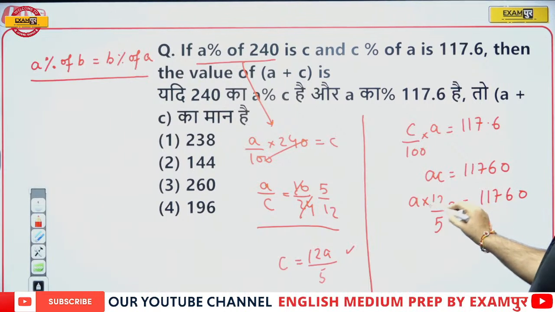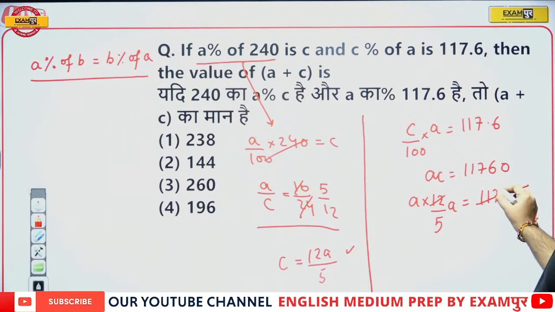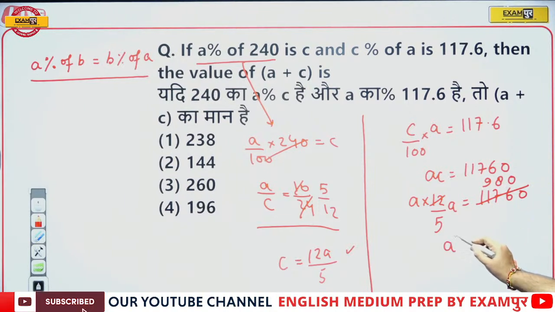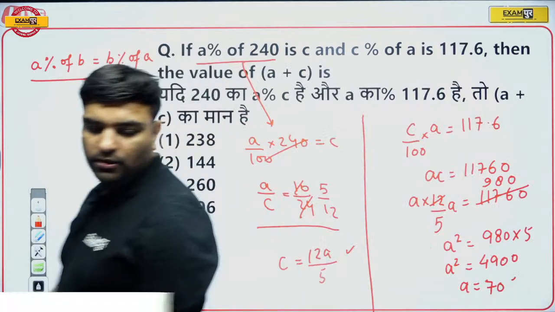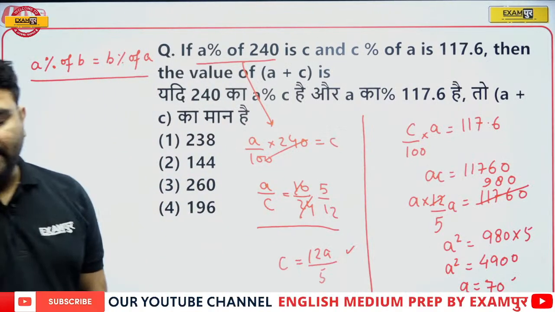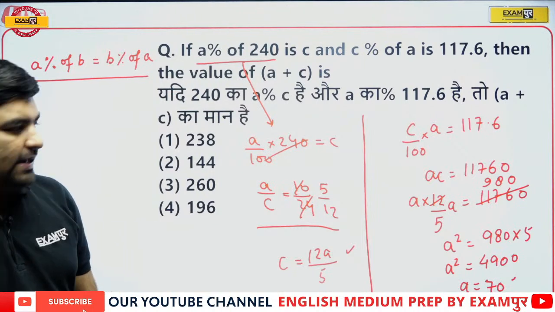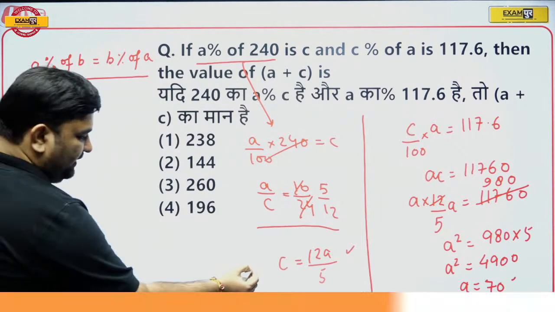It looks to me that it will definitely simplify sometime. 12 9s are 108. After 108, 96. 12 8s are 96. So A square is 980 into 5, 4900. So A is 70. Question is correct. You got the value of A. A is 70.